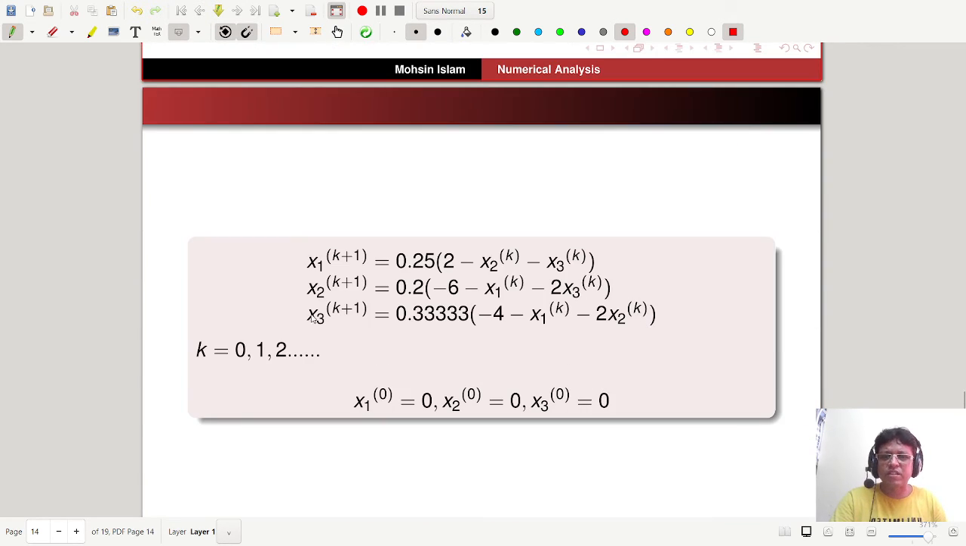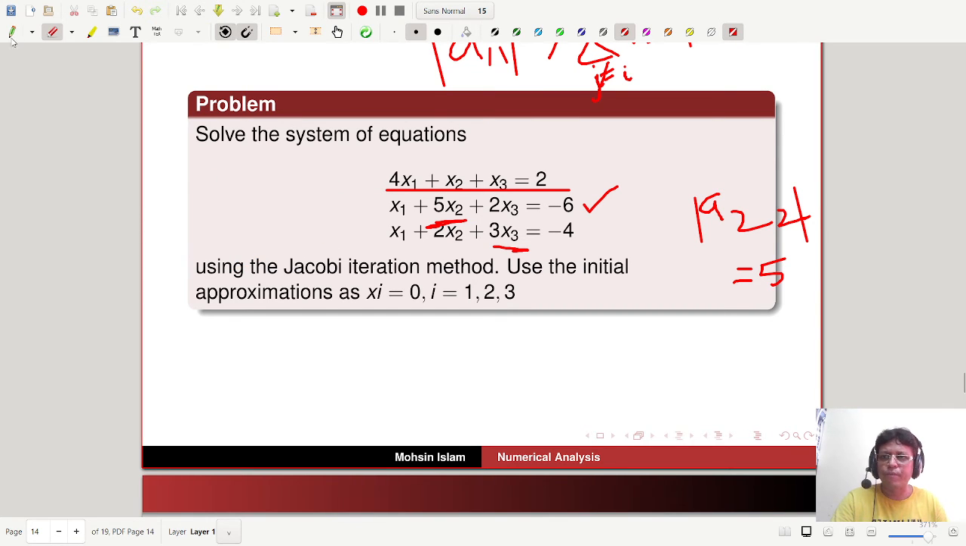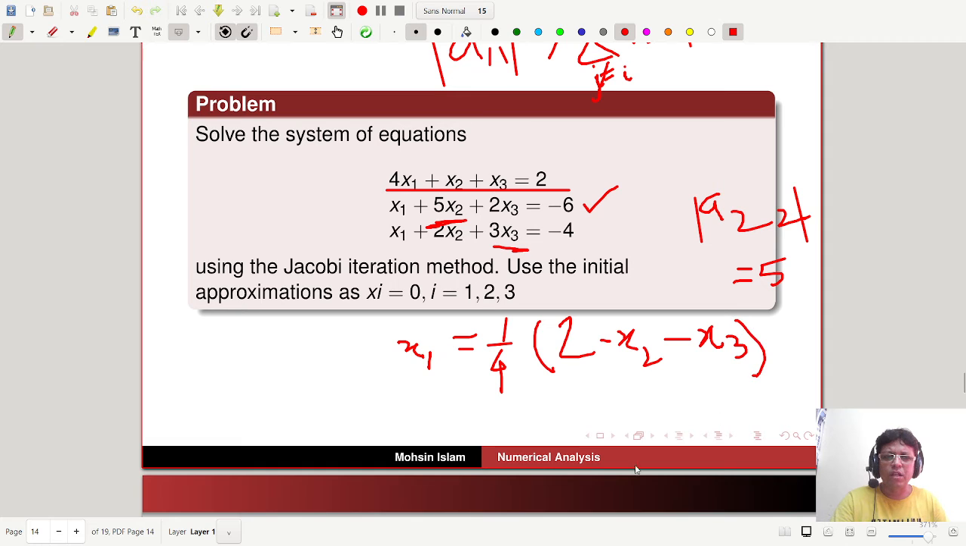Now, using that, you can take the iteration steps. Let me write the first equation here. You can write the first equation as x1 equal to 1 by 4 into (2 minus x2 minus x3). You can write the second equation as x2 equal to 1 by 5 into (6 minus x1 minus 2x3). And the last one as well. So this is how you can write them.